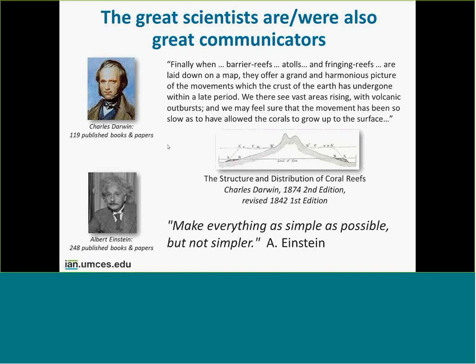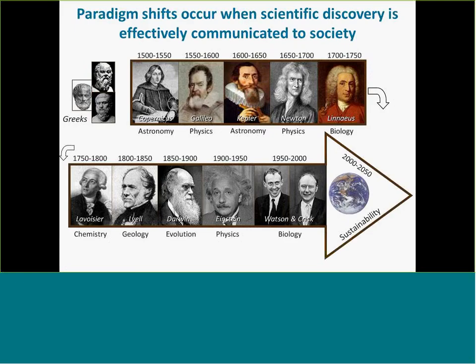Albert Einstein's another example of someone who's just incredibly prolific, a great scientist, but also a great communicator. And as always, his quote is, "Make everything as simple as possible, but not simpler." So here's just a very quick slide of how the paradigm shifts have occurred as scientific discovery was effectively communicated to society. And I'm just going to use the examples of Copernicus and Galileo.